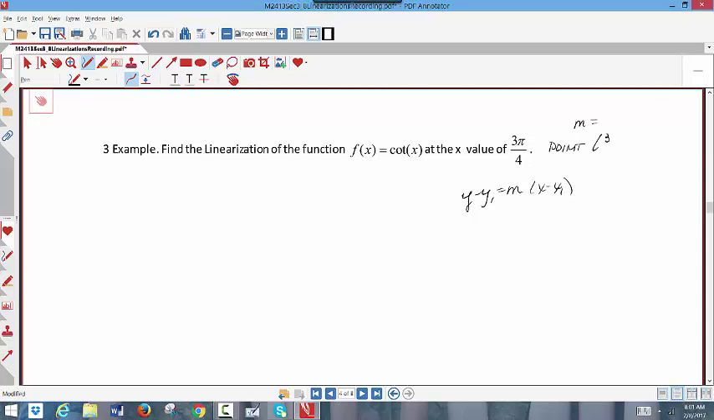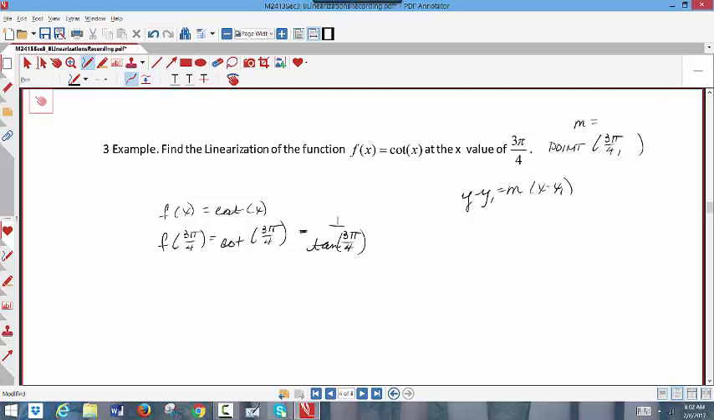And the point is 3 pi fourths. Find the y value. Alright, so if my f of x is cotangent x, then to find that y value at the point 3 pi fourths, this is cotangent of 3 pi fourths. Okay, so that's pi fourths in quadrant 2.